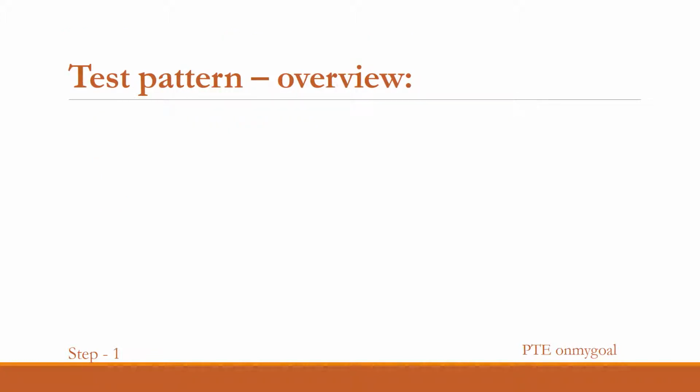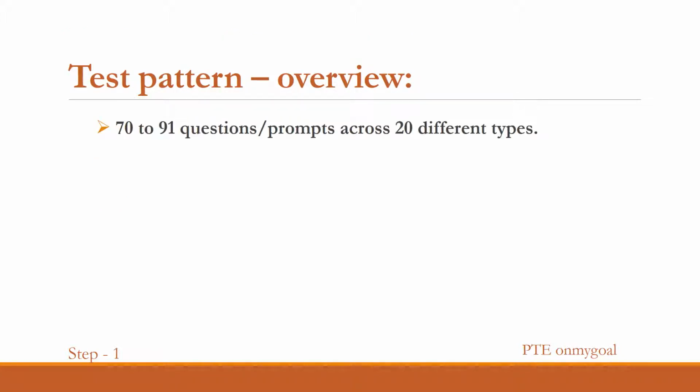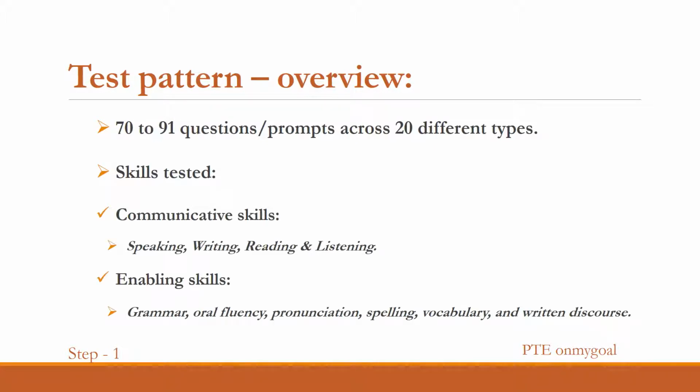Okay, we'll look at the test pattern now. There will be around 70 to 91 questions or prompts across 20 different types that will appear. The skills tested will be communicative skills and enabling skills. Communicative skills will be speaking, writing, reading and listening. Each of these will be scored for 90 and will directly contribute to your overall score.